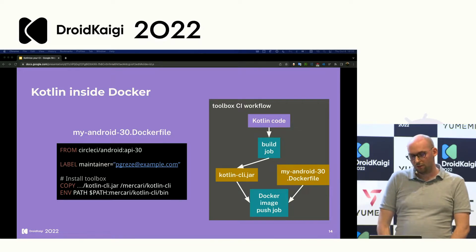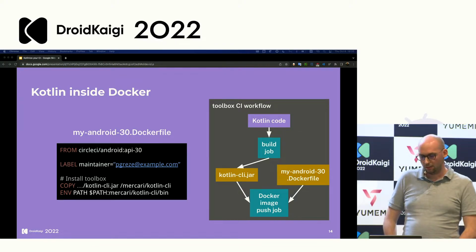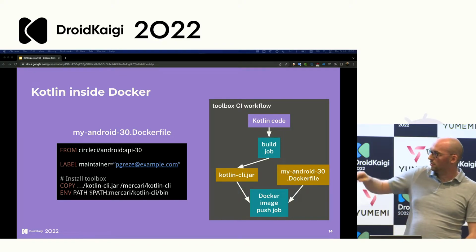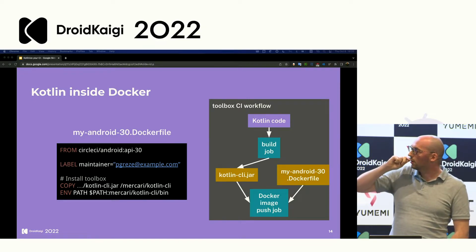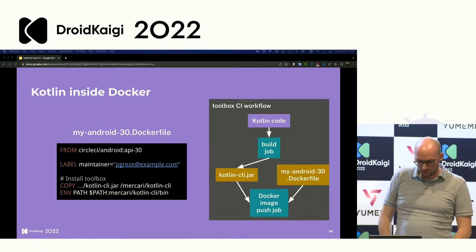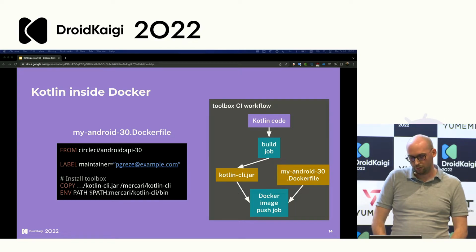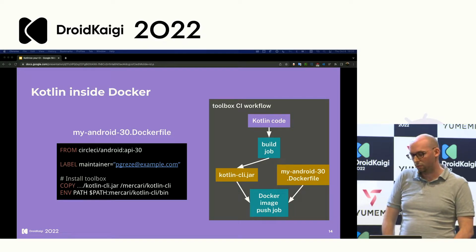So let's take a look at how we can easily define our custom Android image reusing the CI provider default one. As you can see, I'm using the CircleCI image with the FROM statement. Our only addition is the Kotlin application we mentioned earlier. It's achieved by building this Kotlin application in the toolbox CI that we later use with the defined Dockerfile to publish our custom Docker image.